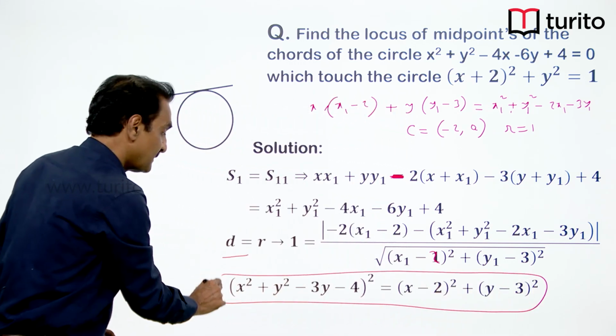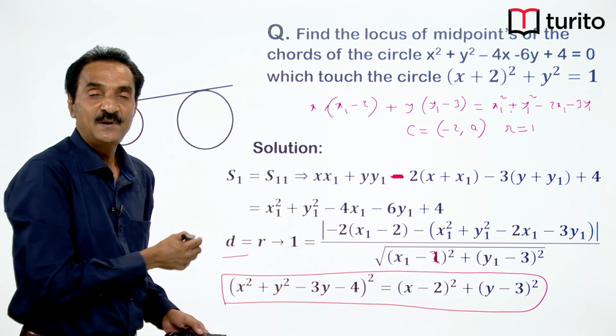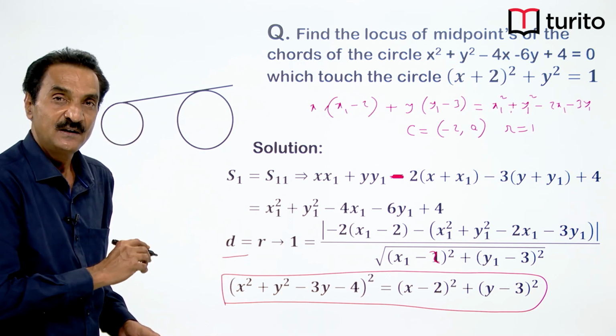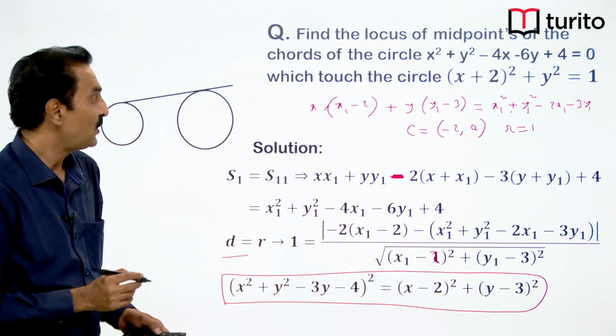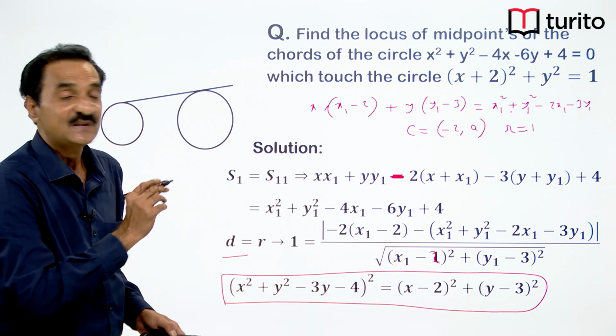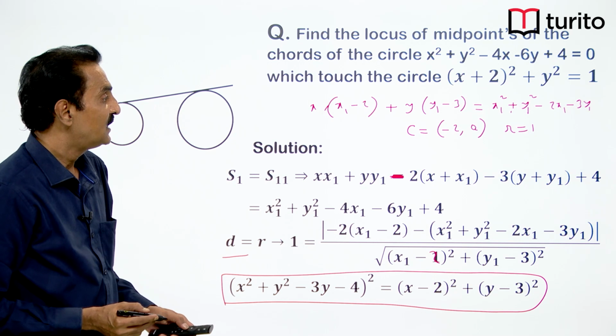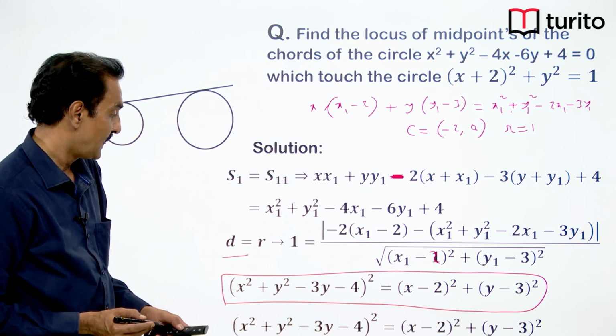this locus. So, finally, after getting the condition, if you replace x1 by x and y1 by y, we get the locus of the point. So, the locus of the midpoint of the chord of the first circle which is tangent to the second circle is given by this equation. Okay. Now, moving to the next question.